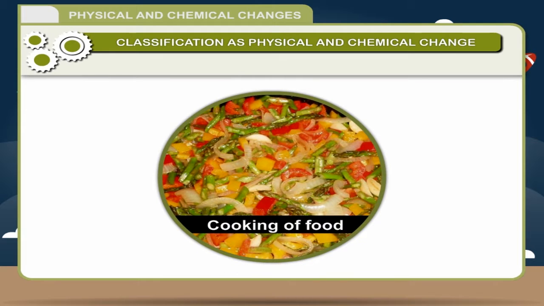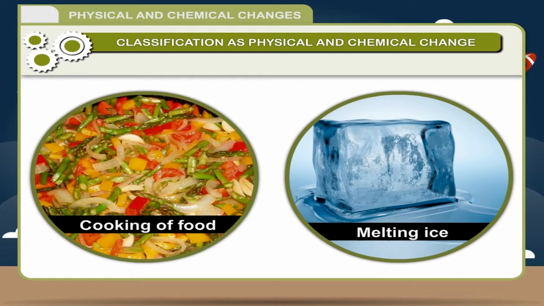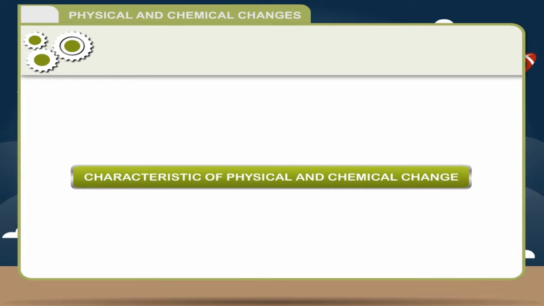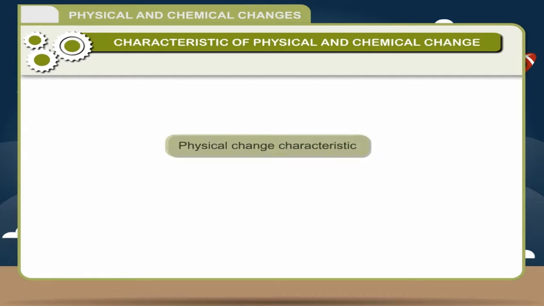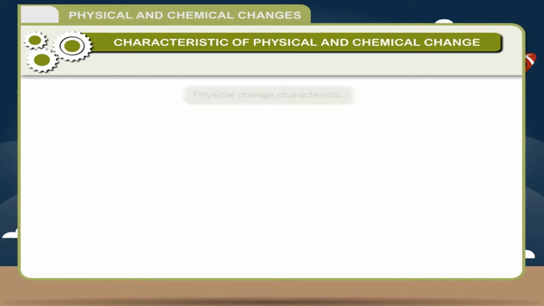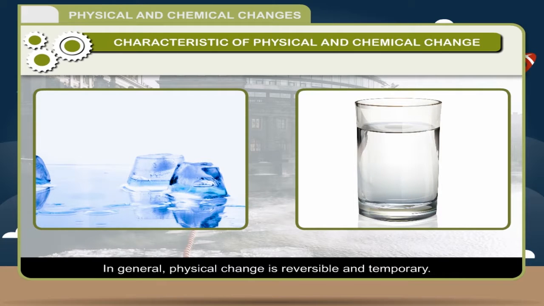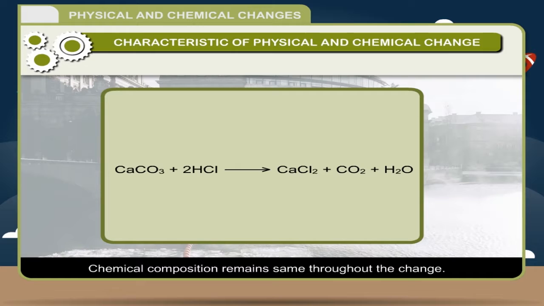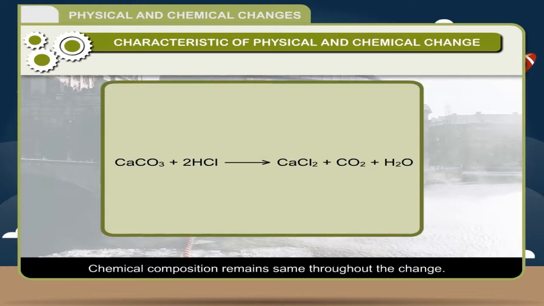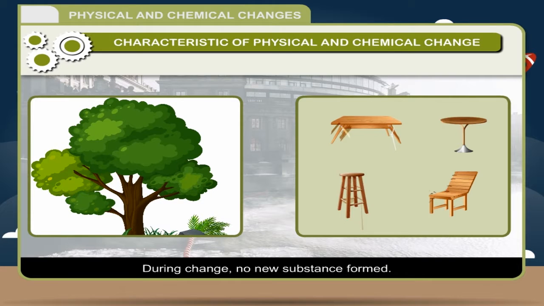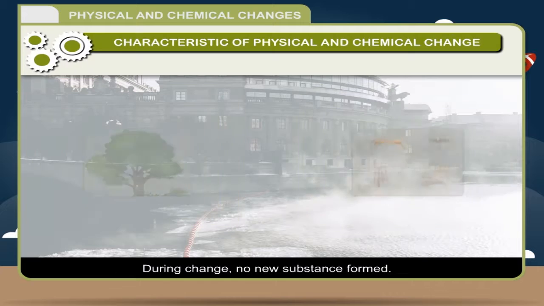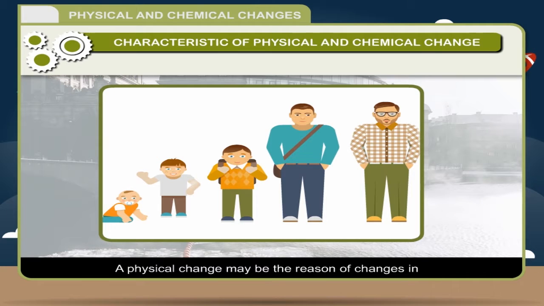Like cooking of food, melting ice, etc. Characteristic of physical and chemical change. Physical change characteristics. In general, physical change is reversible and temporary. Chemical composition remains same throughout the change. During change, no new substance is formed. A physical change may be the reason of changes in color, geometry, and state of the substance.